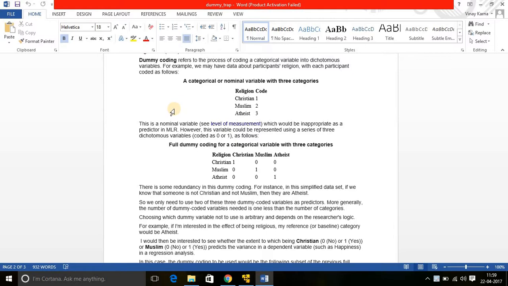They are different categories. Now, in categorical variables, we have two kinds of categorical variables. One is ordinal and one is nominal. This one is nominal. It doesn't have any kind of order to it. We can't say Christian is higher or Muslim is higher or atheist is higher. It doesn't have any kind of order.